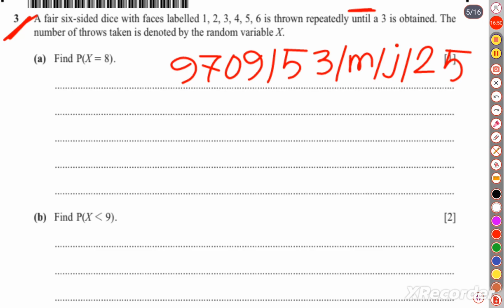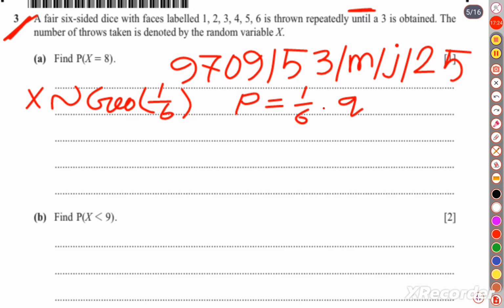The number of throws taken is denoted by the random variable X. And they have told to find when there were 8 throws to obtain a 3. So we can start writing X belongs to geometric distribution whose parameter is 1/6, as this is fair, so for obtaining a 3 there is 1/6 our probability. Okay, so if p is 1/6, then q is going to be surely 5/6.